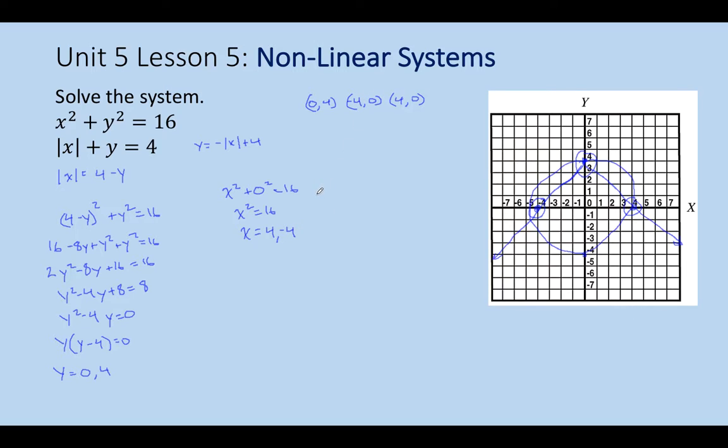Great. Let's see what happens when y equals 4. You get x squared plus, well, y is now 4 squared equals 16. Well, 16 minus 16 is 0, and the square root of 0 is 0. And so when y equals 0, x equals 4 or negative 4, and when y equals 4, then x equals 0. And these are the three points here that match up there. And so this is what I'm expecting you to be able to do with non-linear systems of equations.